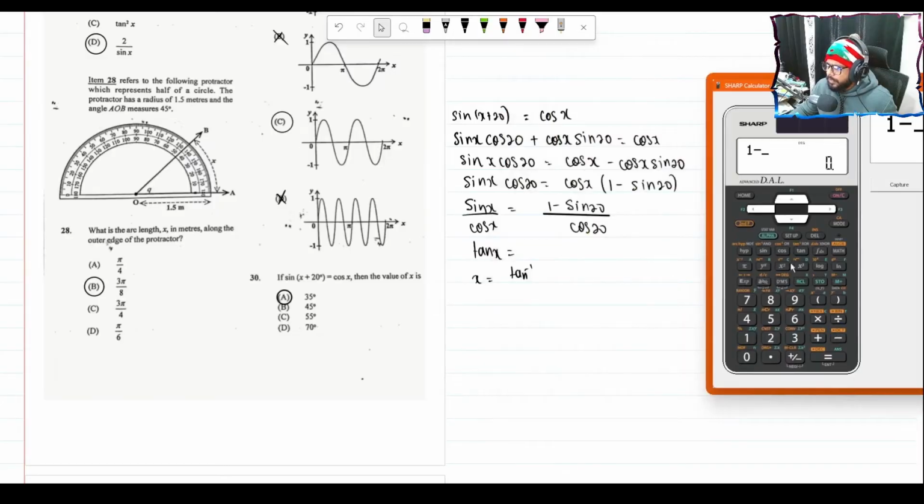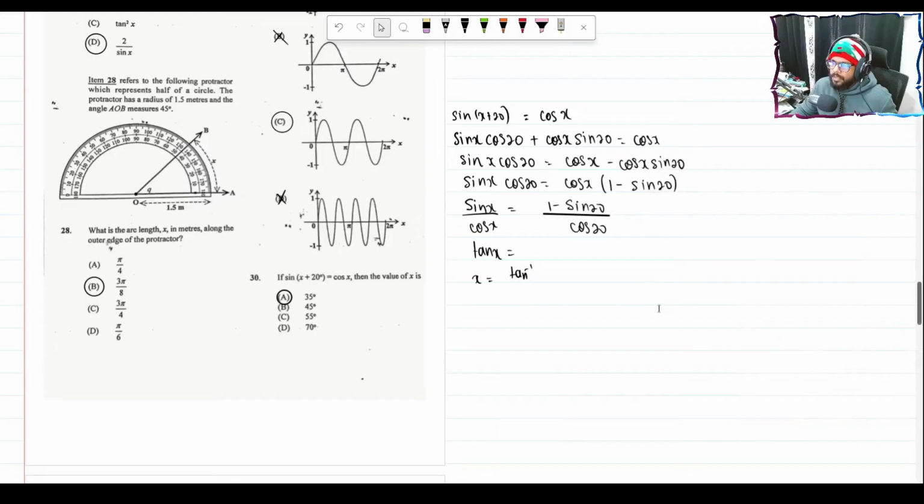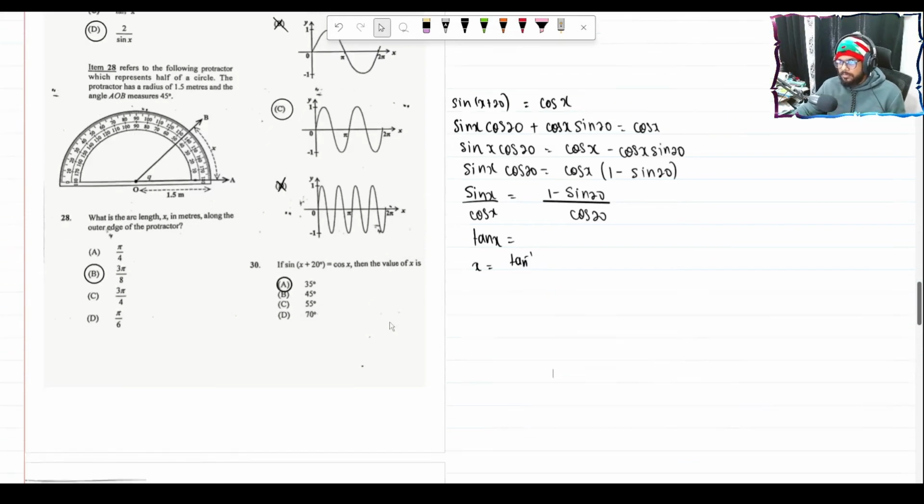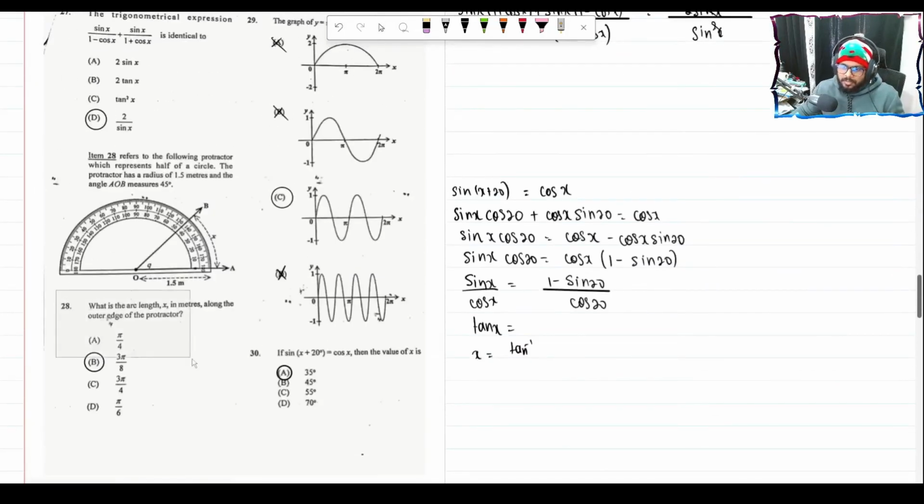1 take away sine 20 equals, divided by cosine 20 equals, and I'm calculating tan inverse of this. Tan inverse of my answer is 35. This is the long way around to doing the question, right? And I think everybody could agree trialing and erroring these types of questions is pretty easy. For any equations, you could trial and error it, right? For this here, you can't trial and error it because there's not an equation to work with.